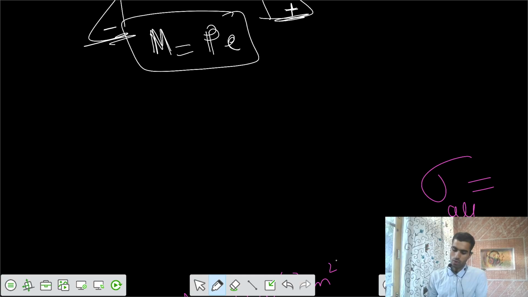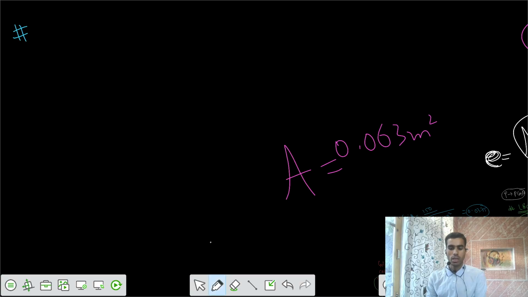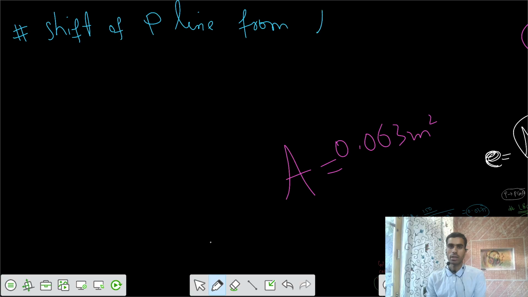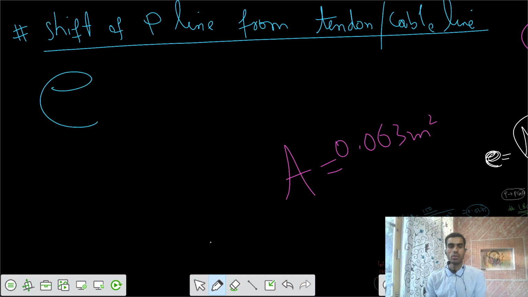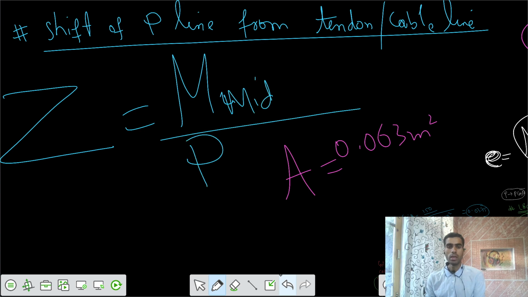The third part of the problem is saying that you calculate the shift of the P line, the pressure line, from the tendon line, or we can say cable line. This is your tendon, or we can call it cable line. The shift of the P line from the cable line is equal to E, that is equal to Z. That is equal to the moment at that section, the moment at 5 meters. I can solve for the midspan: the moment at mid divided by total P corresponds to the shift at mid.